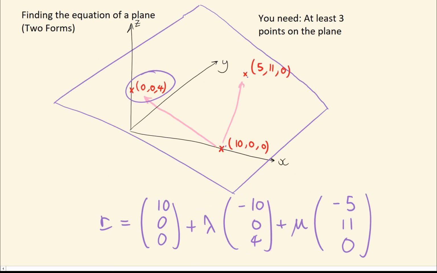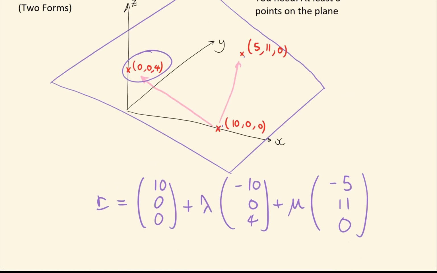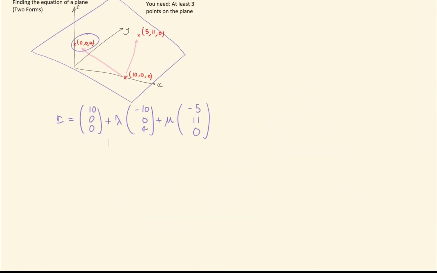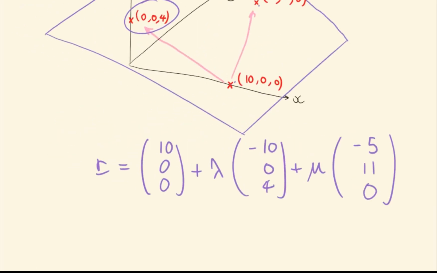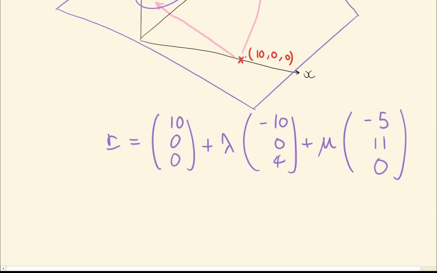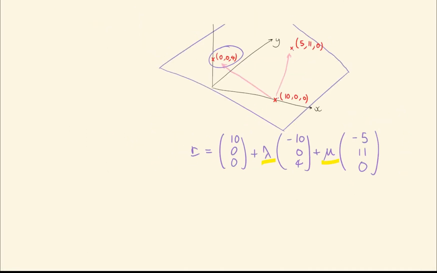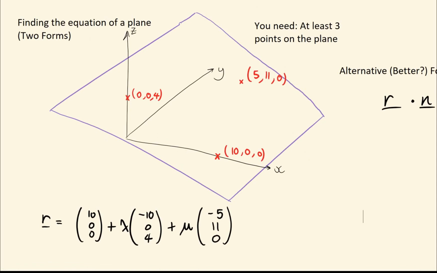And this equation defines the plane. Basically, as you change lambda and mu, you're going to move along that plane. I think that's pretty much it for this form. A quick way to remember it is because this plane is a 2D shape, you have two separate independent letters. That's where I tend to remember it. Okay, that is one form.